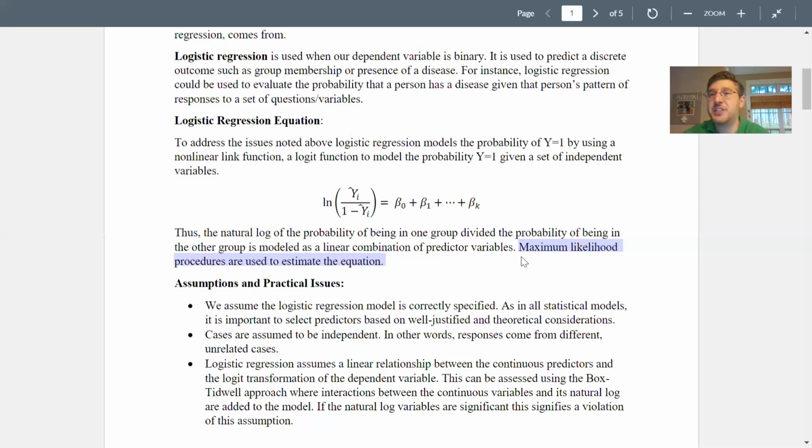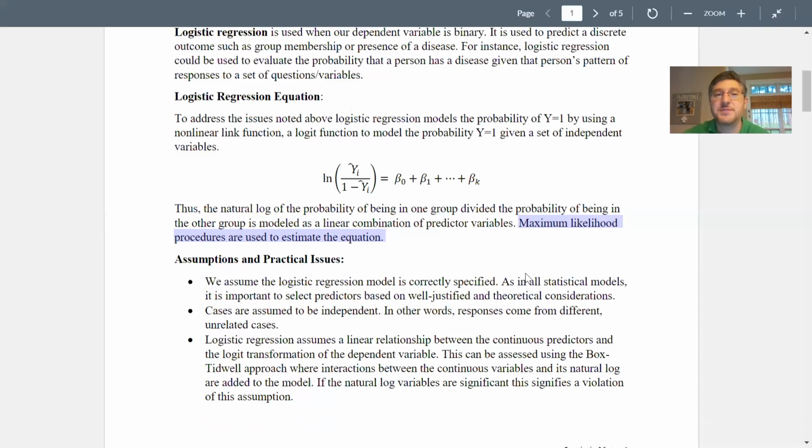Logistic regression is estimated using what's called maximum likelihood procedures. So we are maximizing the likelihood of observing the data that we have. The coefficient estimates that we receive then maximize the probability of actually observing the data that we've observed.